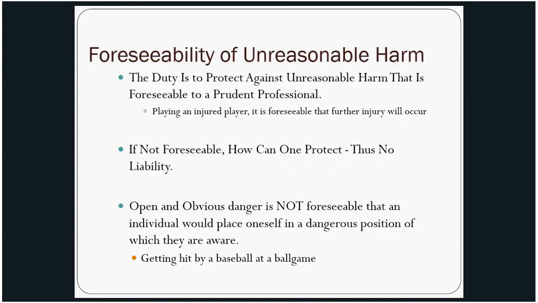Playing an injured player, somebody with a sore hamstring, or their shoulder hurts, it's foreseeable that future injury would occur if we put them in football or baseball. If it's not foreseeable, we can't really protect against it. If there's an open and obvious danger that's not foreseeable, an individual places himself in a dangerous position, getting hit by a baseball at a baseball game tends not to be a duty, because people can appreciate and know that it becomes more of the inherent risk if it's open and obvious.